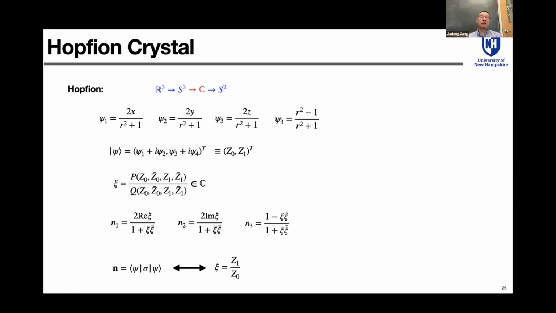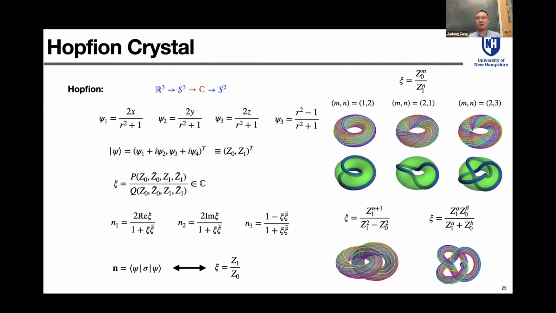But the beauty of this approach is it can give you some high topological index Hopfion structures. Right? So for example, if you choose this kind of psi values, you can get very interesting knot structures of the Hopfions. Right? So this still gives you one Hopfion.